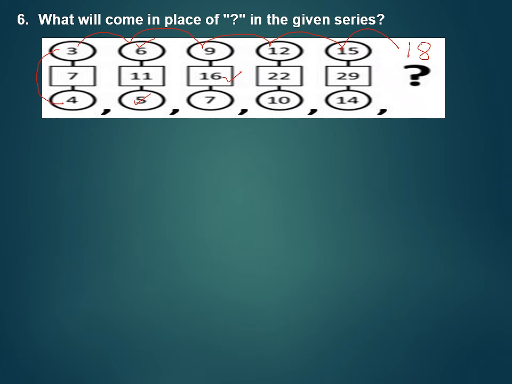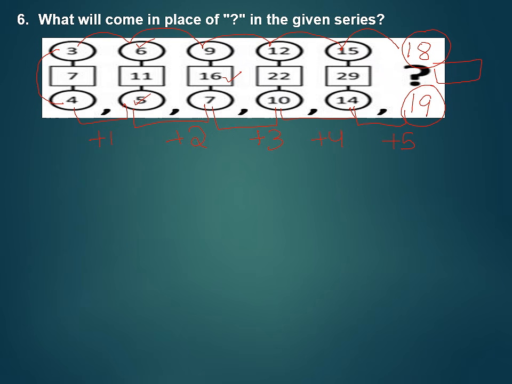If we see the bottom pattern, 4 plus 1 is 5, 5 plus 2 is 7, 7 plus 3 is 10, 10 plus 4 is 14. So we will add 5 more to 14, we will get 19. So we have got the two circled numbers, 18 and 19.